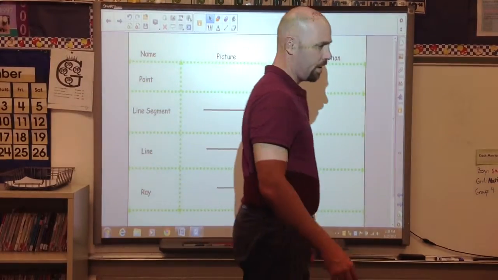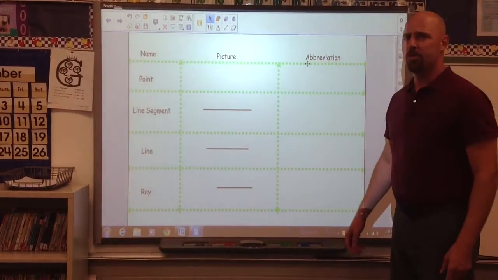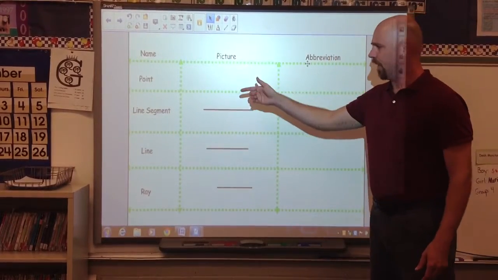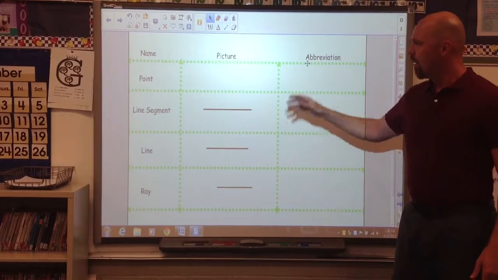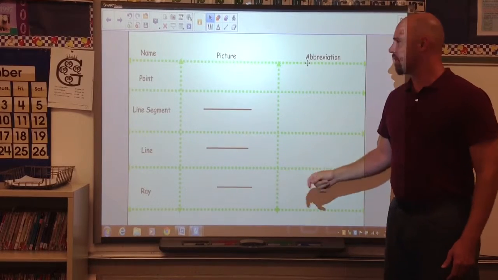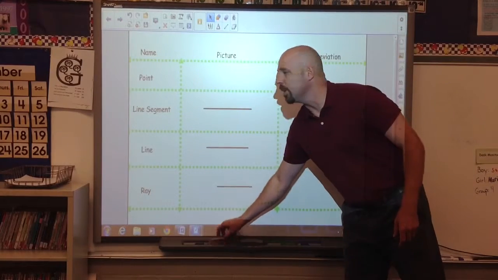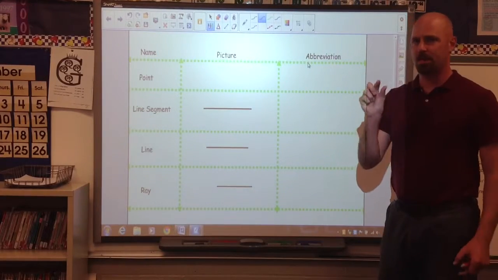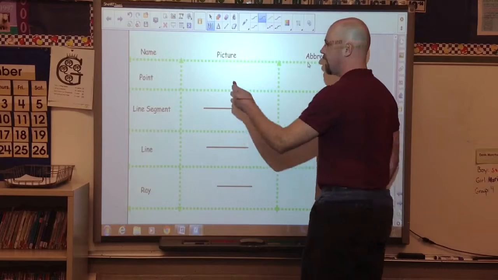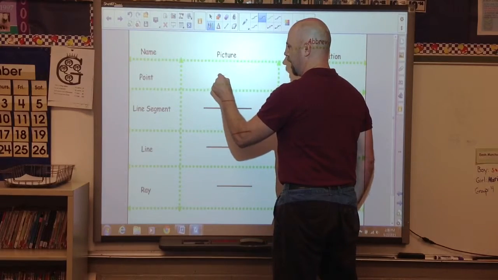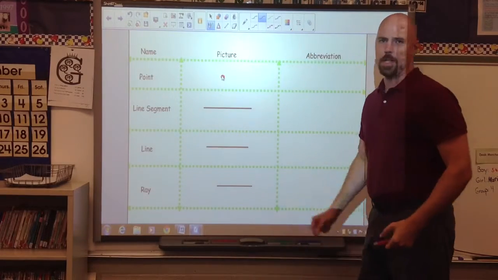Hey everybody. Today we're going to talk about the beginning of geometry. So we're going to talk about points, line segments, lines and rays, how to draw the picture of all these objects, and how to write their abbreviations. Okay? So a point is the smallest piece of geometry we can have, and that's really easy. We just draw a little dot. It's a location. That's our point.